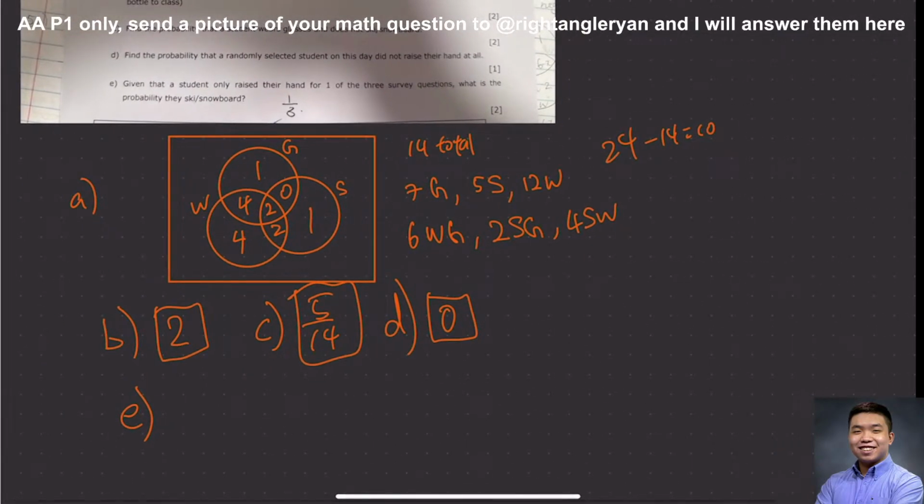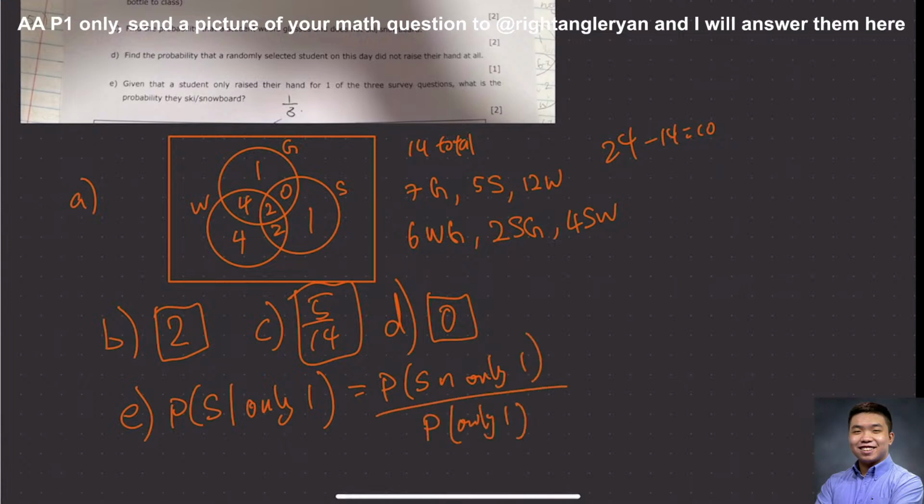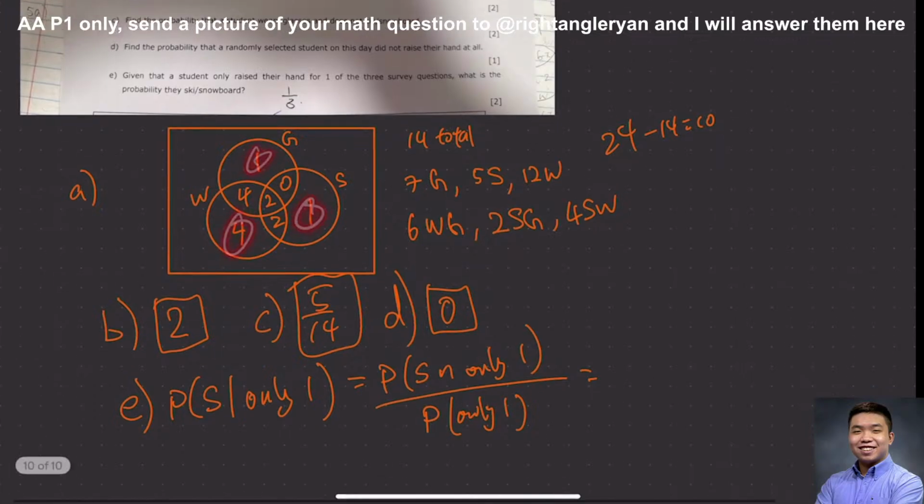Given that a student only raised their hand for one of the 3 survey questions, what is the probability that they ski or snowboard? So probably that is S, given that it's only 1, right? So probability of S and only 1 divided by probability of only 1. What is the probability of only 1? Only 1 will be 4 plus 1 plus 1, which is 6 over 14. And the probability of S and only 1 would be 1, so it's going to be 1 over 14. So the answer is 1 over 6. Okay.